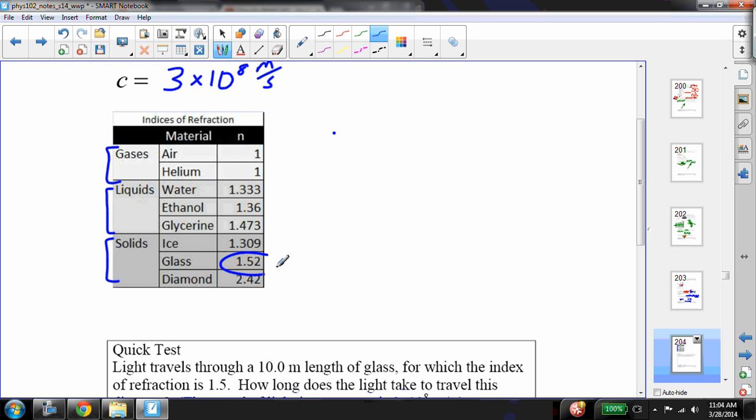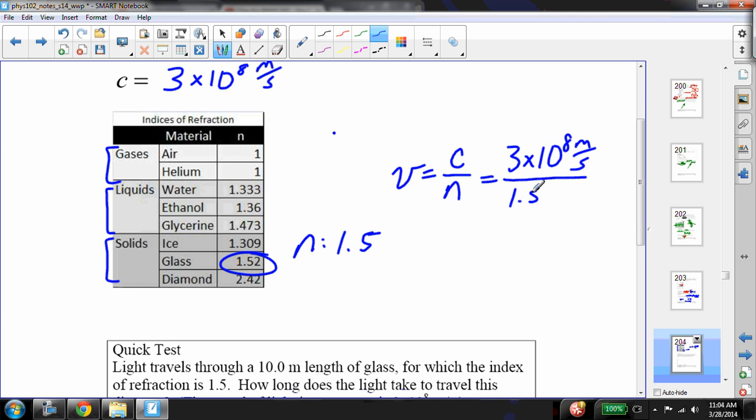So if I imagine glass, let's just say that its index is equal to 1.5, and I want to know its velocity. Well, velocity is going to equal c divided by n. And so it's going to be 3 times 10 to the 8th meters per second divided by 1.5, which would be 2 times 10 to the 8th meters per second. So you see the velocity is greatly reduced when it enters this medium.